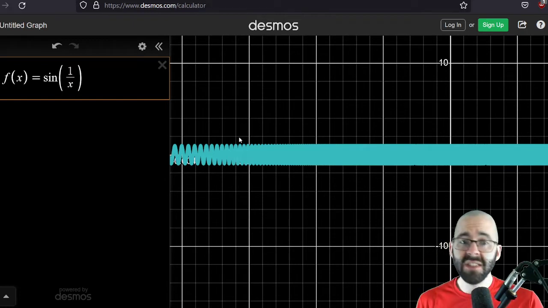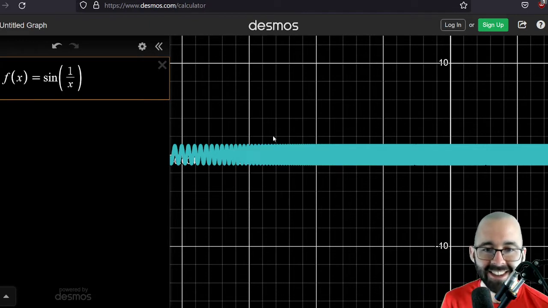There is no limit. There's not even a one-sided limit. The limit from the left doesn't exist, and the limit from the right doesn't exist. This is a bonkers banana function.